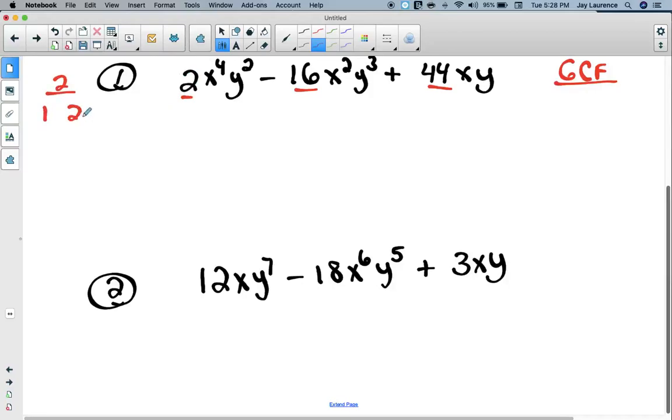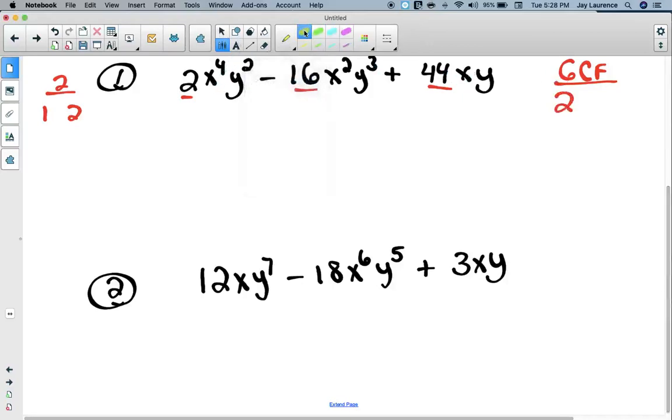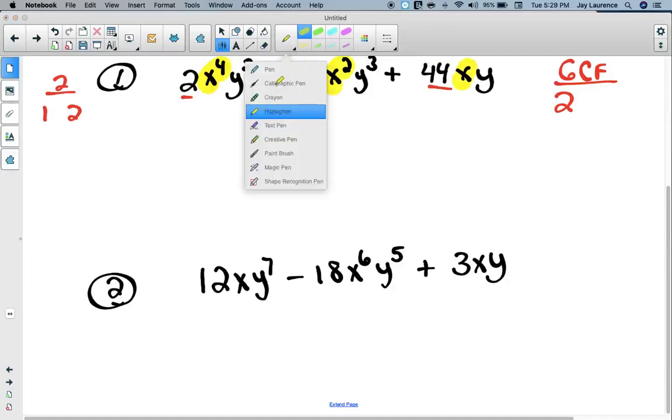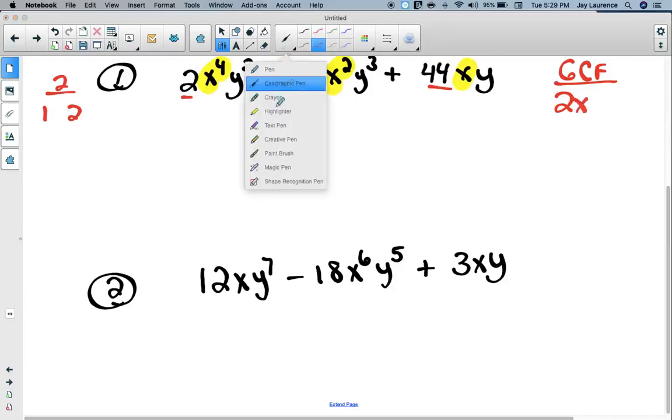Now, if the GCF is 1, it's not going to do me any good. There's nothing I can do. So I'm going to see if 2 goes evenly into 16. It sure does. And does it go into 44 evenly? Yep. So part of my GCF is 2. Now I need the GCF of the x's. Looks like I have an x to the 4th, an x squared, and an x. So the GCF of the x's will just be x. Why is it just x? It's always the least exponent.